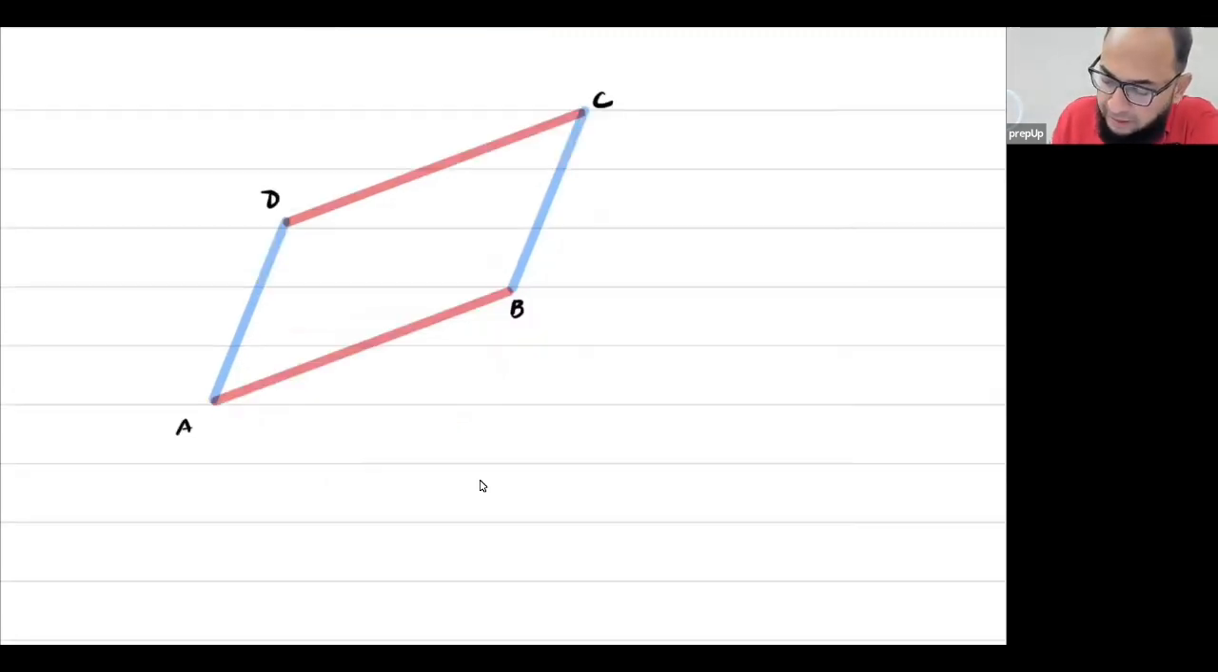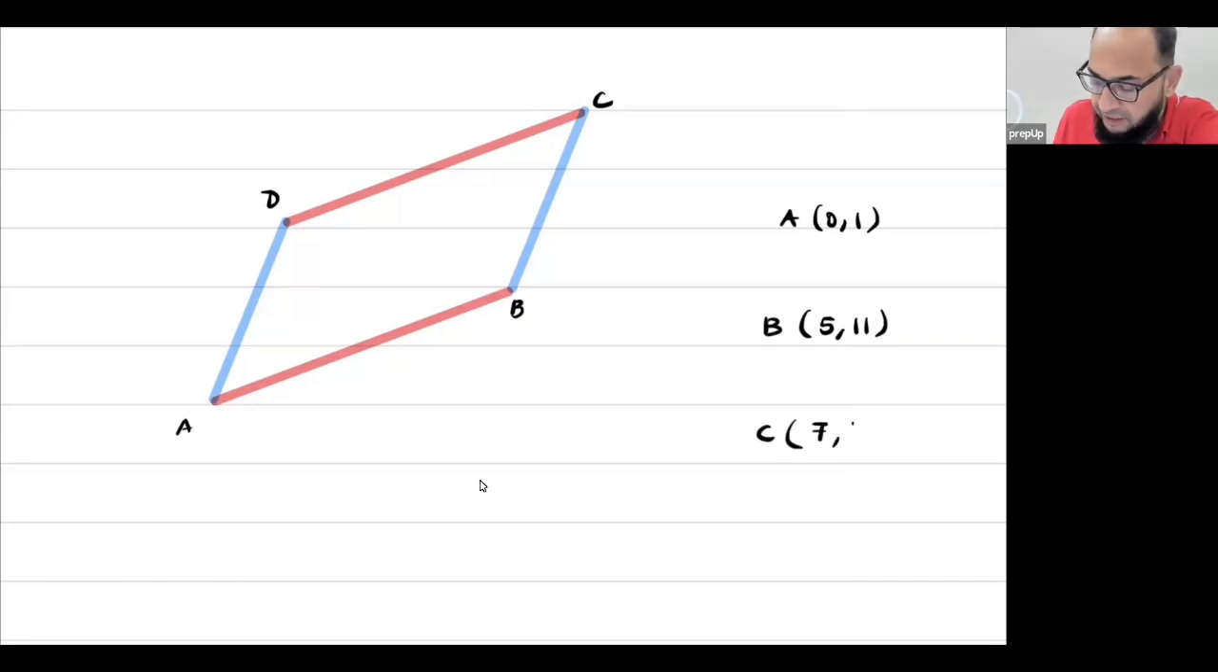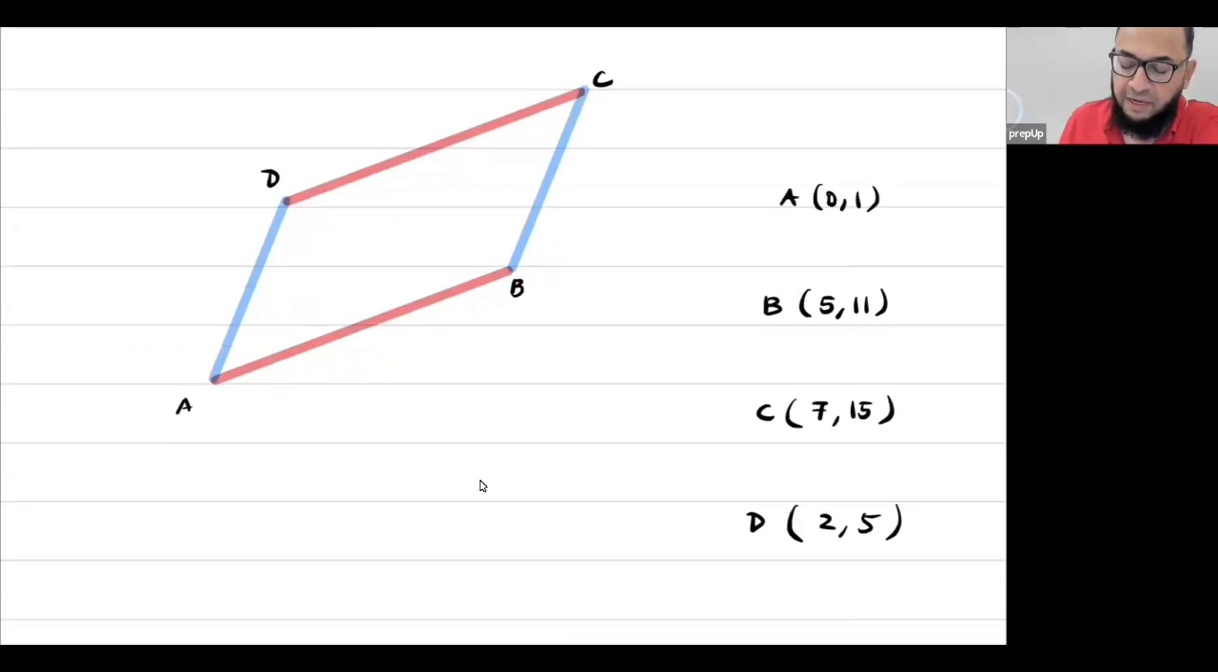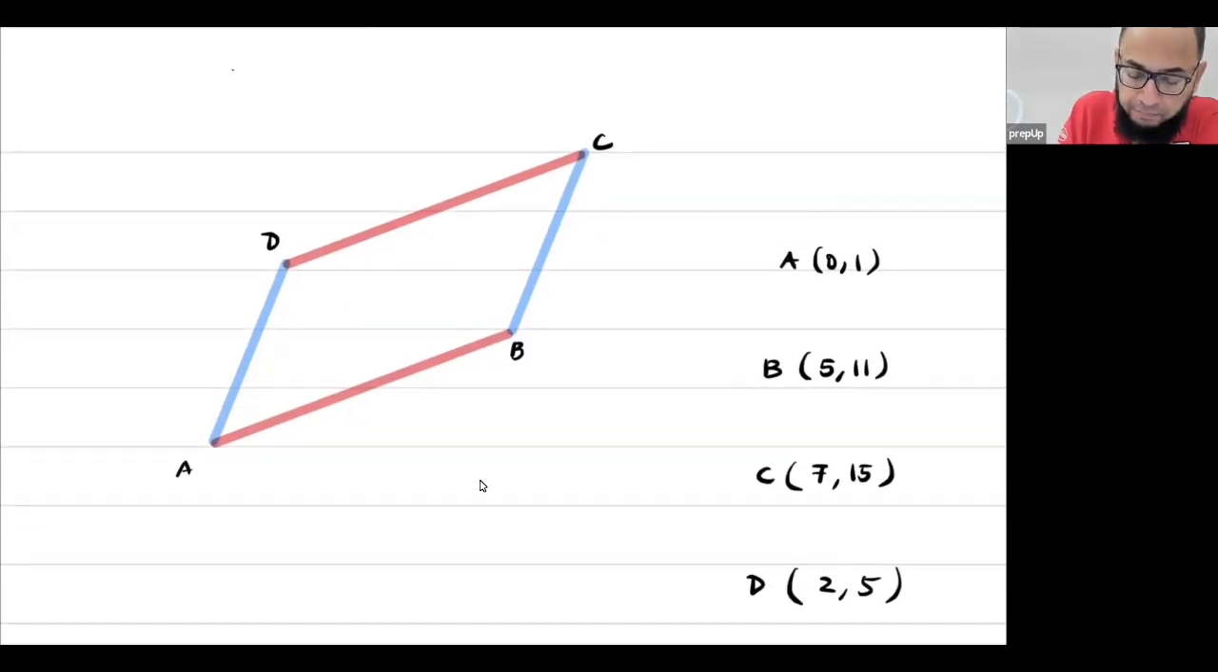Let me mark A as (0, 1). Let me mark B as (5, 11), and 2 right, 4 up. So C is (7, 15), and A is 2 right, 4 up. So D is 2 right, which is 2, and 4 up. So I have labeled a parallelogram.